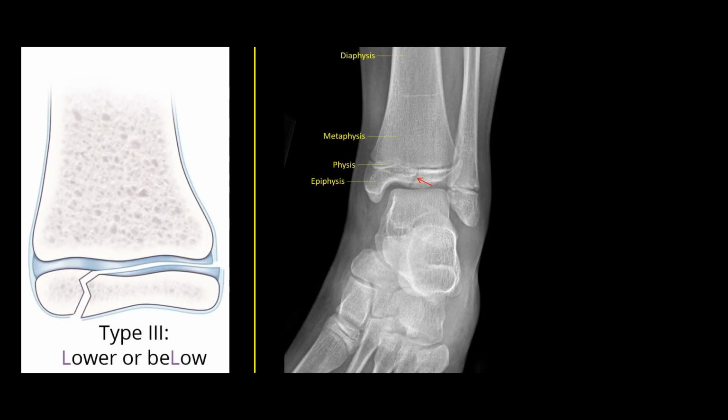Salter-Harris type 3 fractures are much like type 2 fractures, but they involve the epiphysis instead of the metaphysis. In this case, we can see the fracture runs straight through the epiphysis and to the physis. Since these fractures involve the joint space, they may result in damage to the joint cartilage.